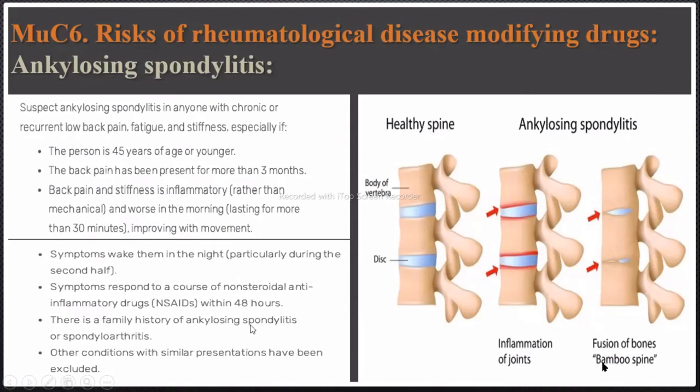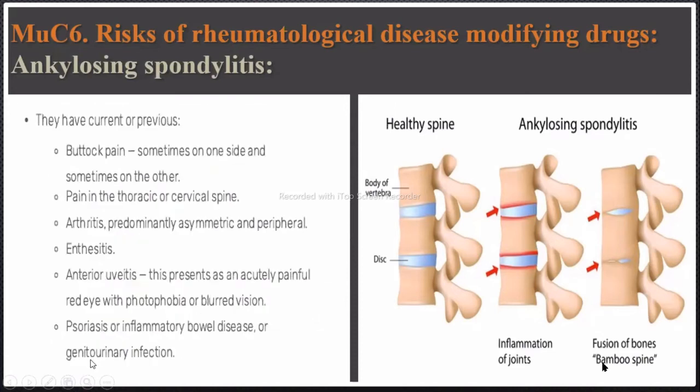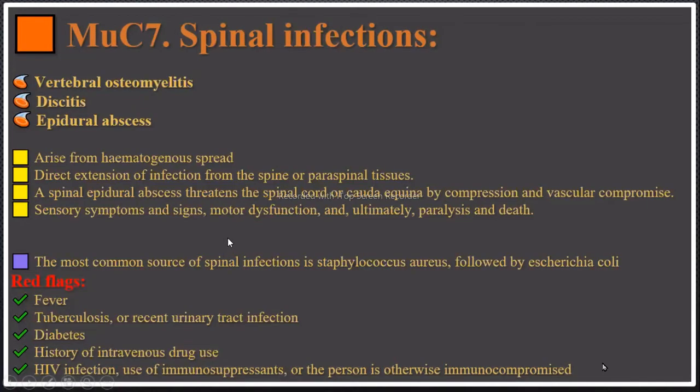Family history of ankylosing spondylitis or spondyloarthritis. Other conditions with similar presentation have been excluded, so you should exclude other conditions. They have current or previous buttock pain, pain in thoracic or cervical spine, arthritis, anterior uveitis, psoriasis, inflammatory bowel disease, genitourinary infection. So if you find any of these features, think about ankylosing spondylitis.